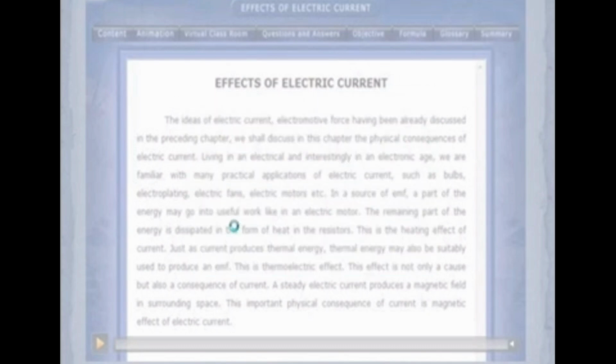So it's not responding. So wait for 5 minutes for the PowerPoint presentation to respond.